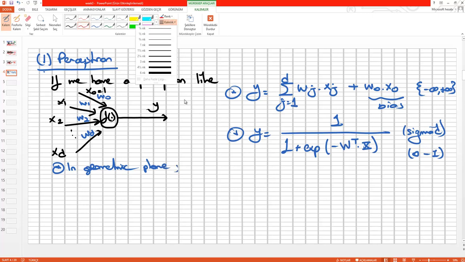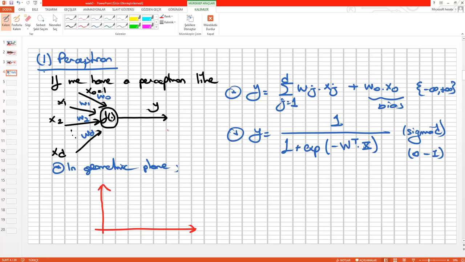Firstly, in order to build the geometric representation for this perceptron, we should draw some axes. For example, in this case, we have the x1 and x2 values. Assume that these are our input parameters. If we have two variables in the inputs, then this axis is considered as x2, and this axis as x1. Each input gets one axis. If we add another input, then we have a 3D space. But in this case, we continue with two variables.